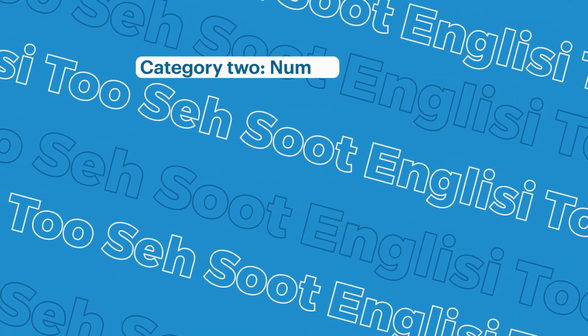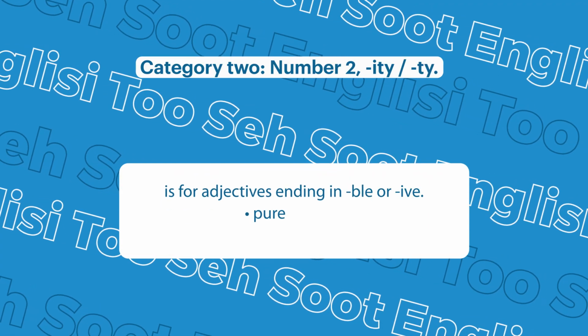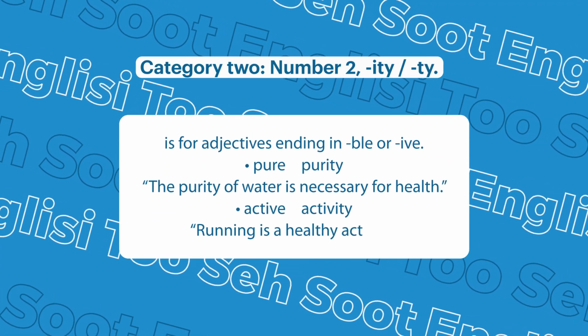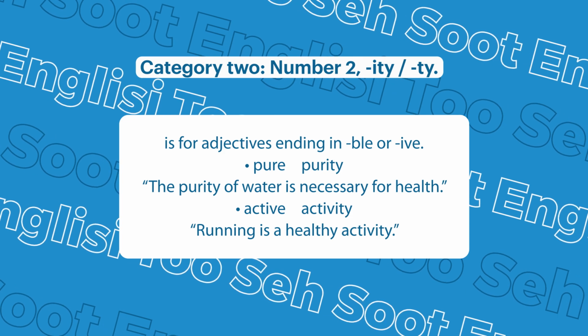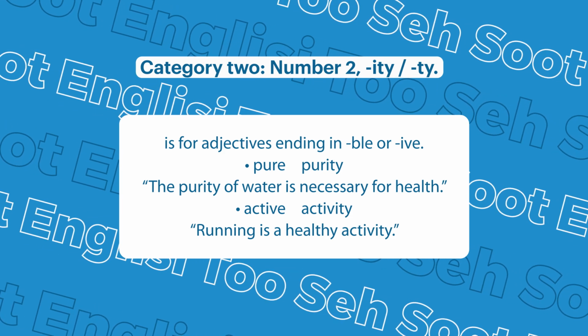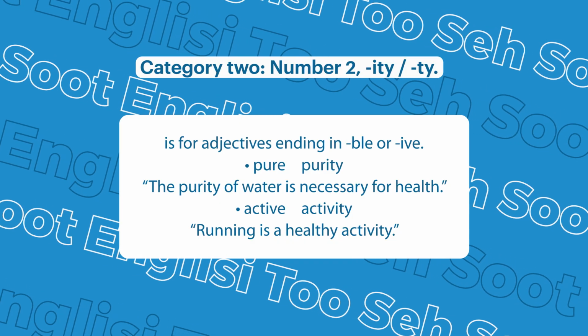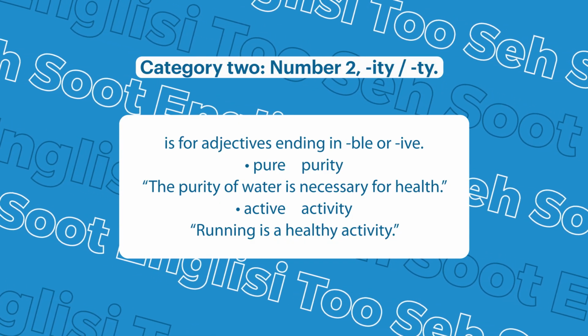Number 2. ity or ty is for adjectives ending in ble or ive. For example, pure becomes purity. The purity of water is necessary for health. Active becomes activity. Running is a healthy activity.